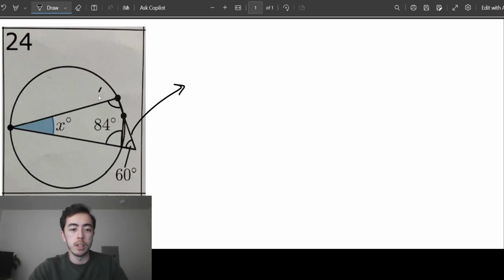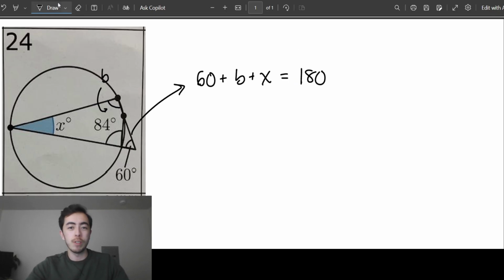Let's just call this angle right here, I don't know, angle B, just to assign a variable to it. Looking at the triangle, the 60 and the B and the X should sum up to 180 degrees, just because that is how many degrees you get when you add up the interior angles of a triangle. Then we can also take a look at the quadrilateral. Let's assign maybe A to this one. And then we could do A plus B plus X plus 84 is equal to 360, because that's the number of degrees you would get out of a quadrilateral.